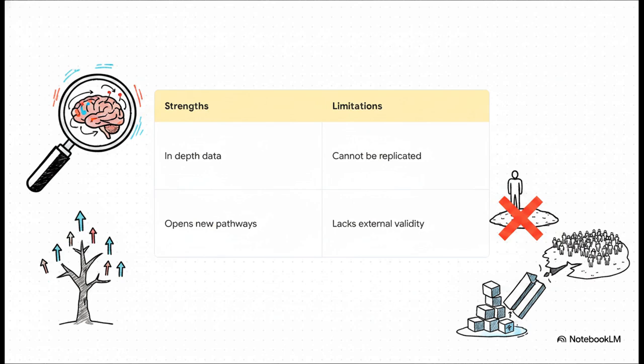But there's a huge catch. The massive limitation you have to hammer home in your exam is the severe lack of external validity. You just cannot take the findings from one completely unique person and apply them to the general population. Plus, because they're one-offs, you can almost never replicate them to check for reliability. It's a real double-edged sword.